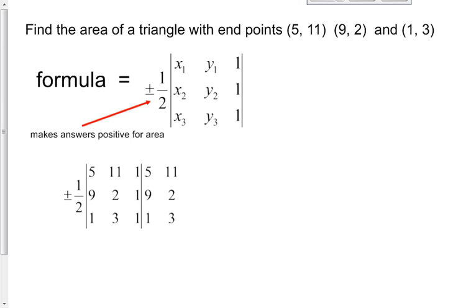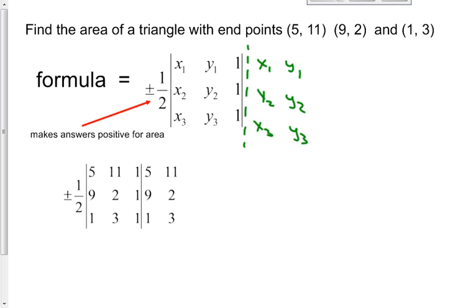Now you're going to continue your process. So you're going to put in your dotted line, you're going to repeat the first 2 columns over again, x1, y1, x2, y2, x3, y3, and then you're going to start the down, down, down minus the up, up, up.